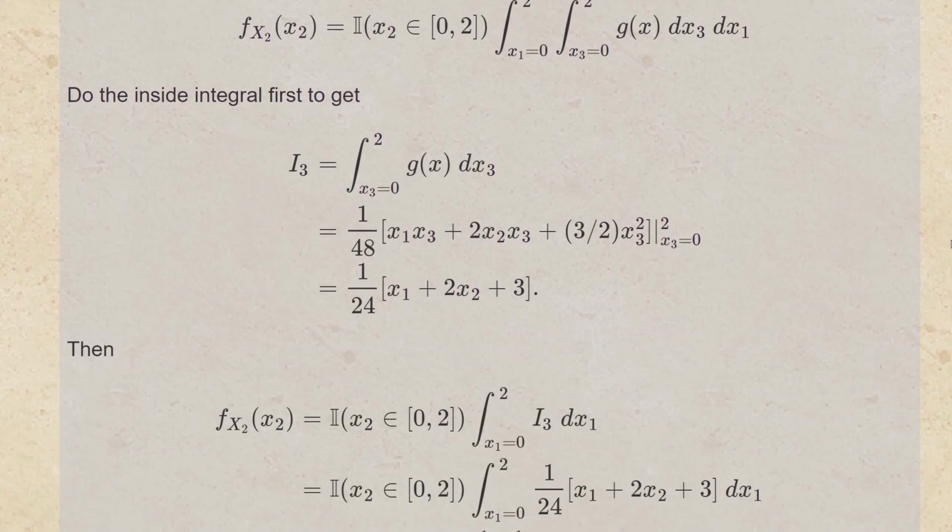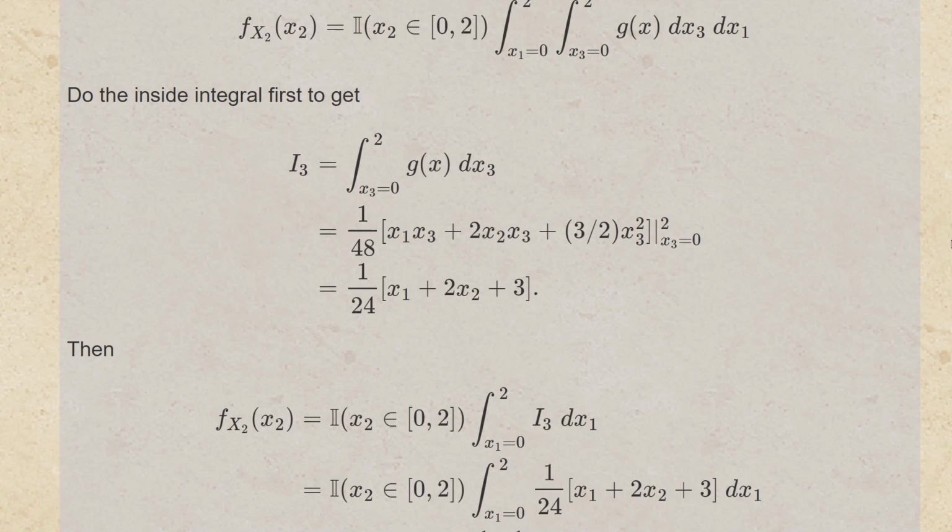We'll say I sub 3 is the integral as x3 goes from 0 to 2 of g of x. We have to anti-differentiate g of x to get 1/48 times the quantity x sub 1 x3 plus 2 x2 x sub 3 plus 3/2 x sub 3 squared, evaluated as x sub 3 runs from 0 to 2. This simplifies to be 1/24 times the quantity x sub 1 plus 2 x sub 2 plus 3. Notice that at this stage of the game, there are no x sub 3's left.